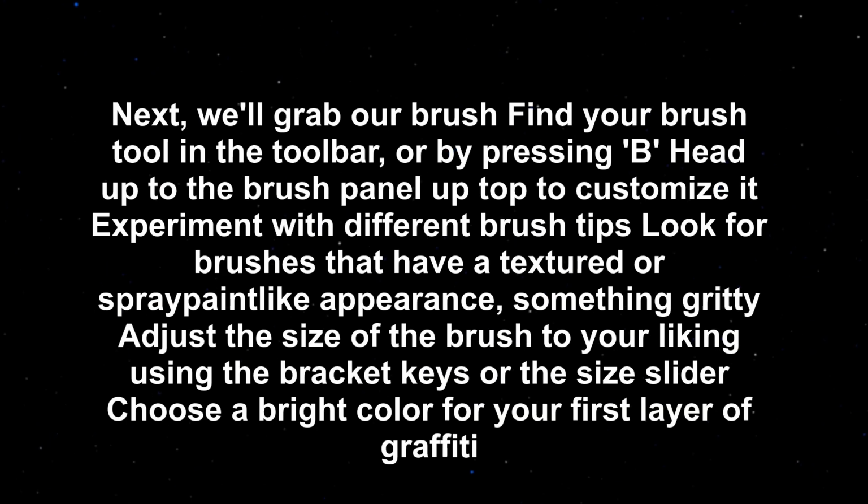Next, we'll grab our brush. Find your brush tool in the toolbar, or by pressing B, then head up to the brush panel up top to customize it. Experiment with different brush tips. Look for brushes that have a textured or spray paint-like appearance. Something gritty. Adjust the size of the brush to your liking using the bracket keys or the size slider. Choose a bright color for your first layer of graffiti.